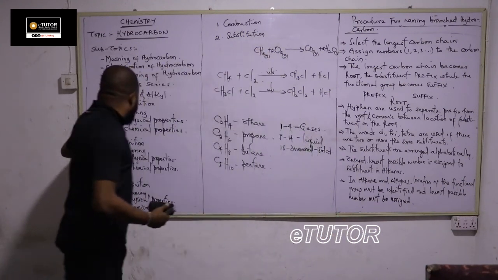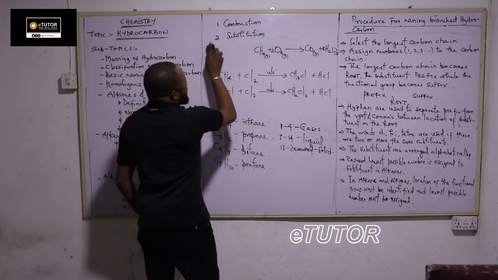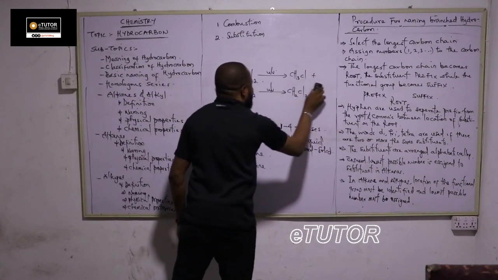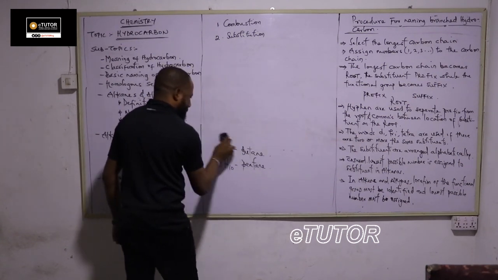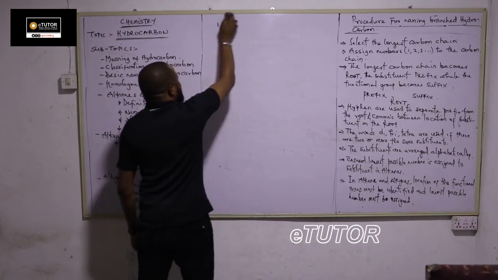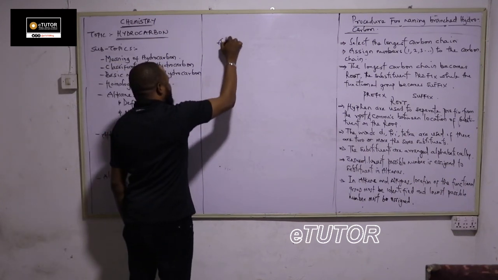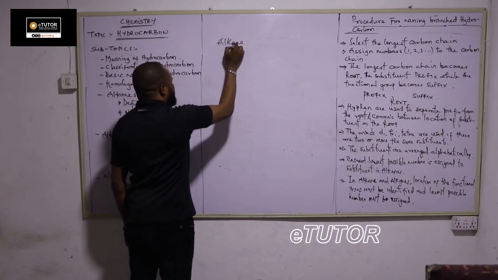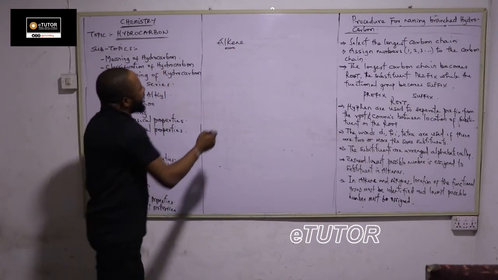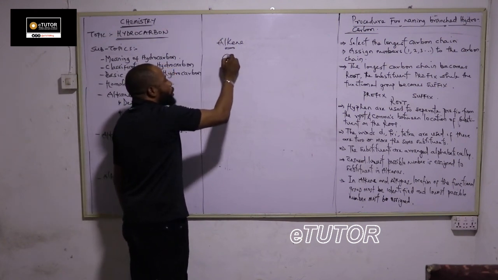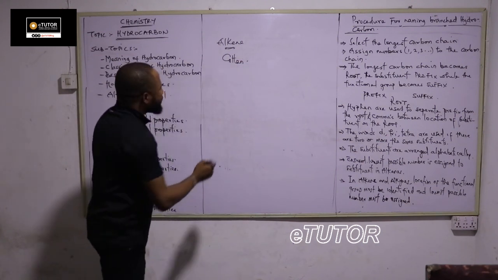The next subtopic is alkene. Another homologous series, alkene. Unlike alkane, alkene has a general molecular formula of CnH2n.